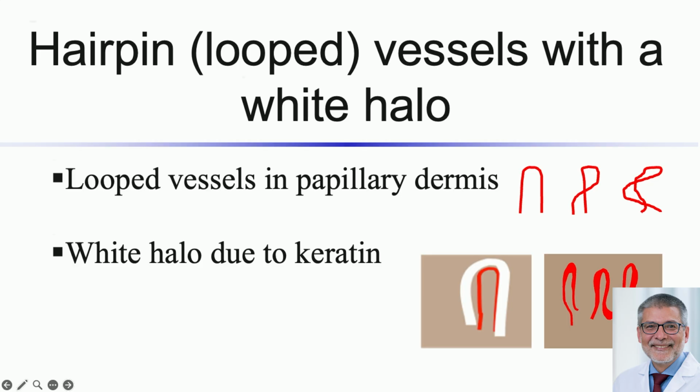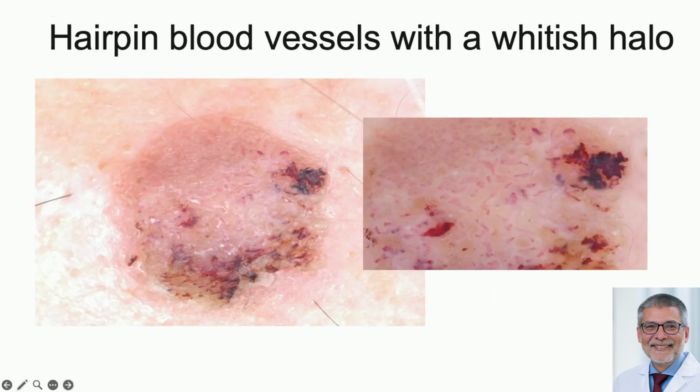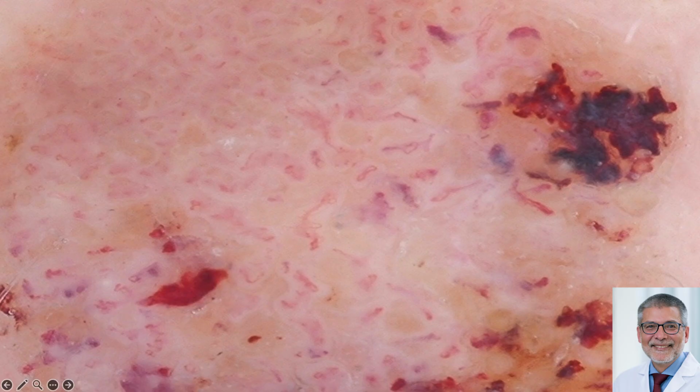And then we have hairpin vessels with a whitish halo, and these are seen in irritated seborrheic keratosis, and here is one such lesion. I will zoom in on that, and you can see these little looped vessels, and they're all surrounded with a white halo. There's a beautiful study that came out last year that looked at the difference between irritated seborrheic keratosis and squamous cell carcinoma, and what was the key difference? It was the white halo. If you have a white halo around the vessel, it's an irritated seborrheic keratosis. If they are pink, with no white halo around, it speaks in favor of a squamous cell carcinoma.